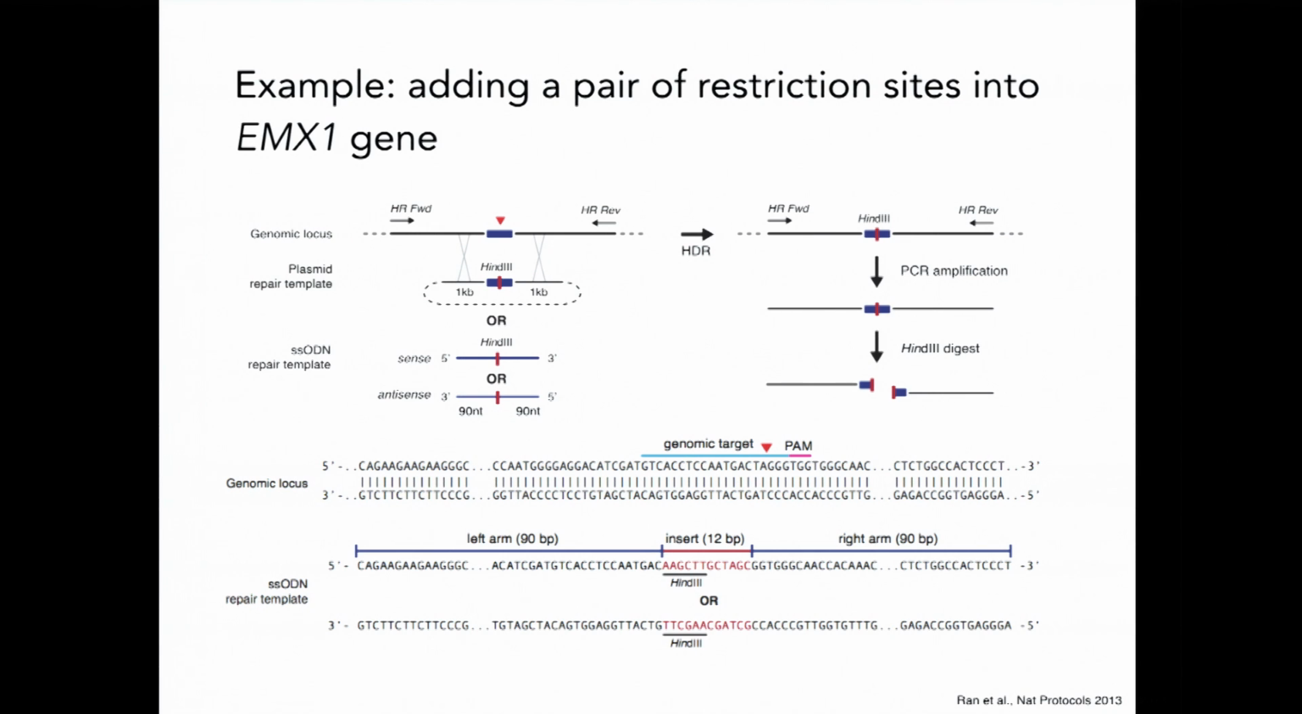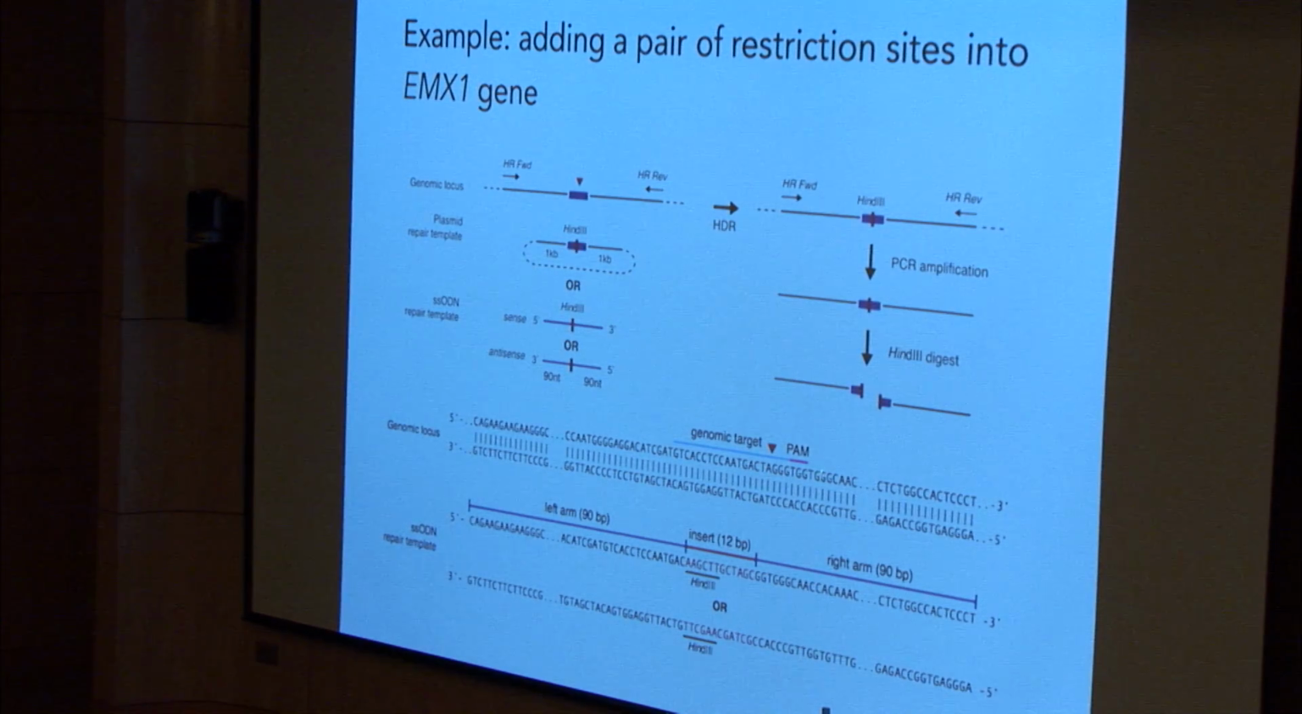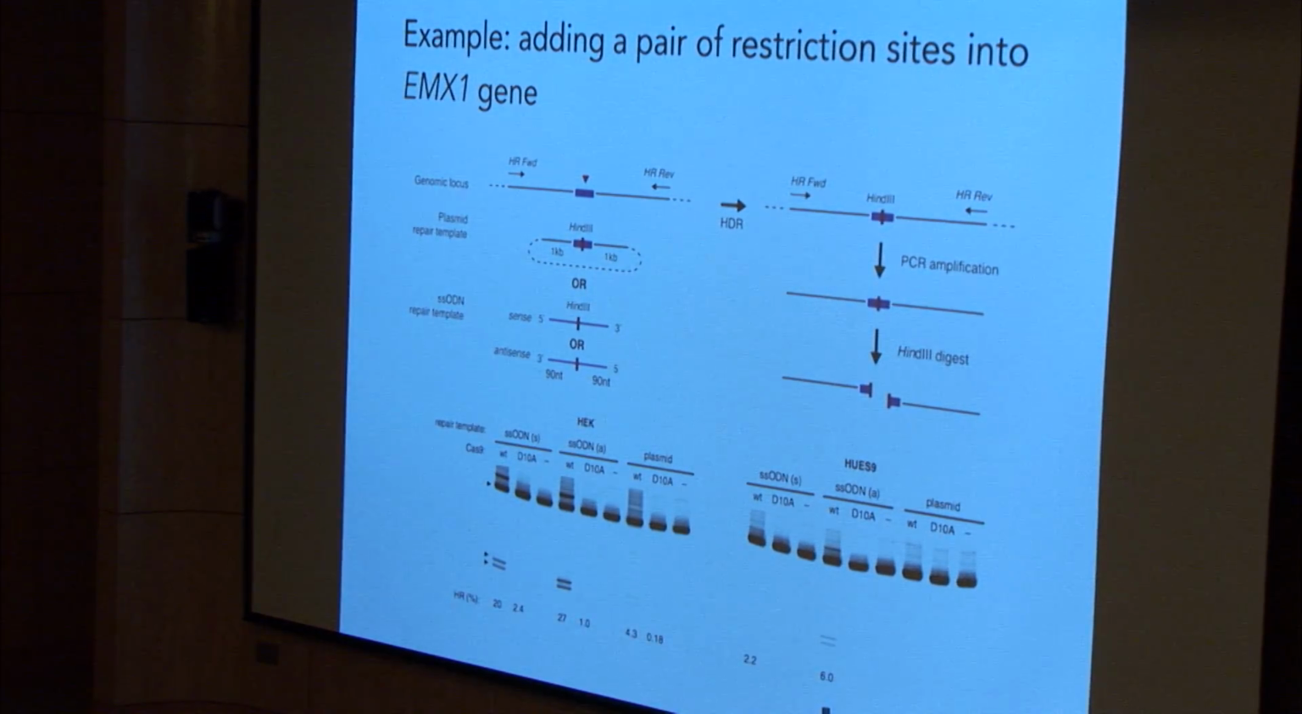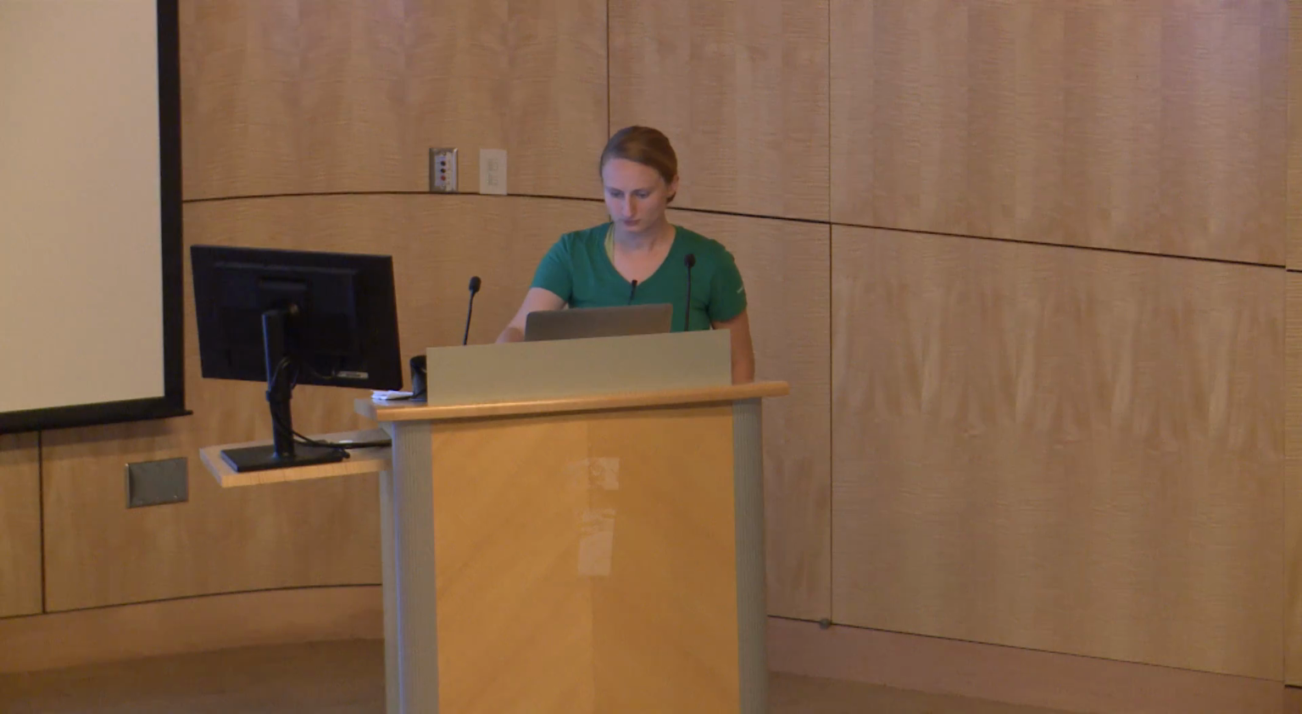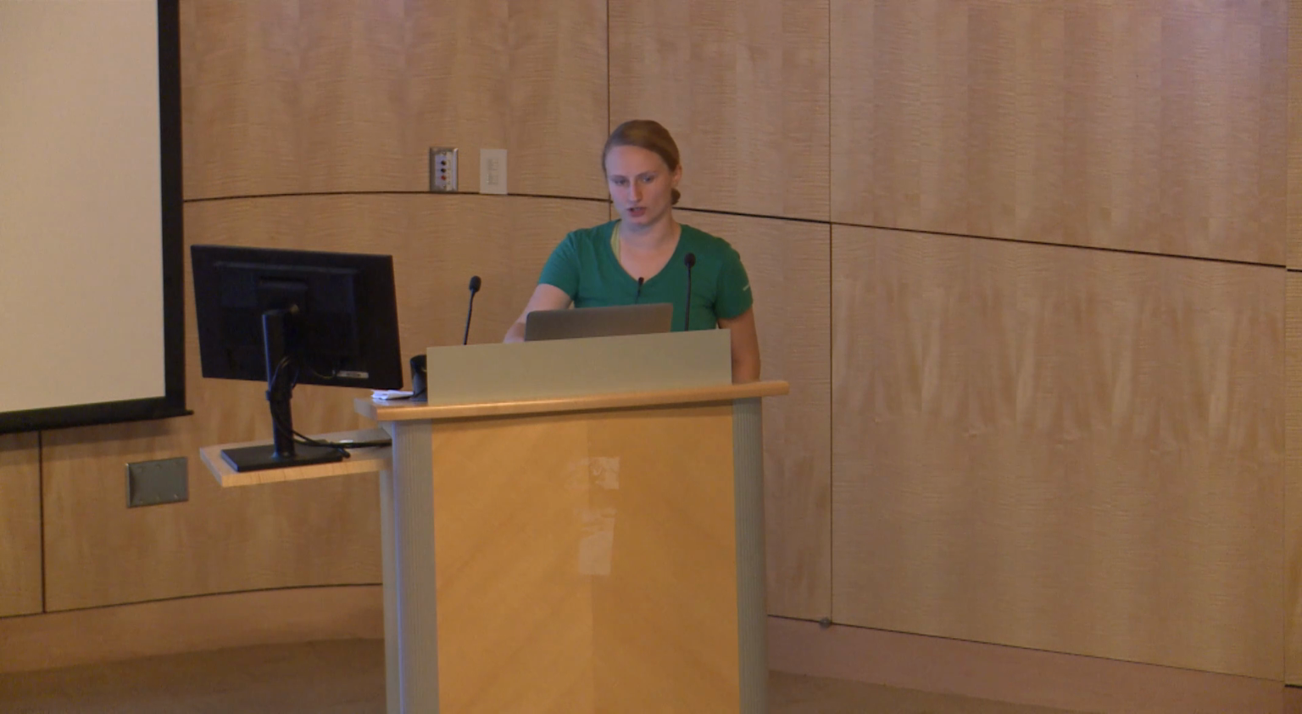And this is an example of how you can design your target for cutting with Cas9, and then where the HR is occurring. And so you can see that, again, they occur in close proximity. And here's a readout. So for example, in HEK cells, we were able to get pretty good HR efficiency, up to 27%. We think it's pretty good. Whereas in HUES9, which is a human ES line, much lower efficiency, the highest was at 6%. So it is possible. Again, it'll really depend on your cell line. And this is a good way to screen if HR is occurring at all.